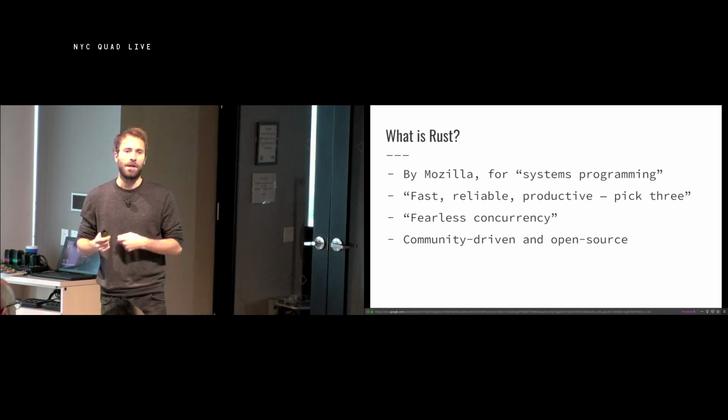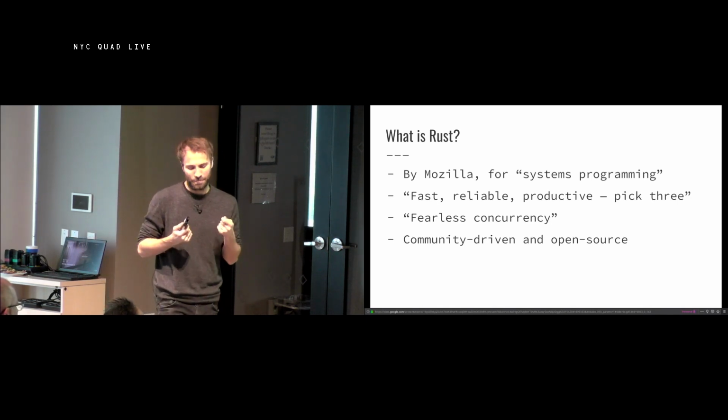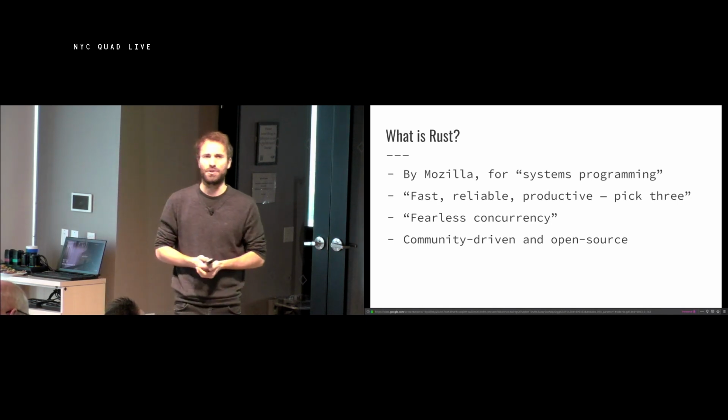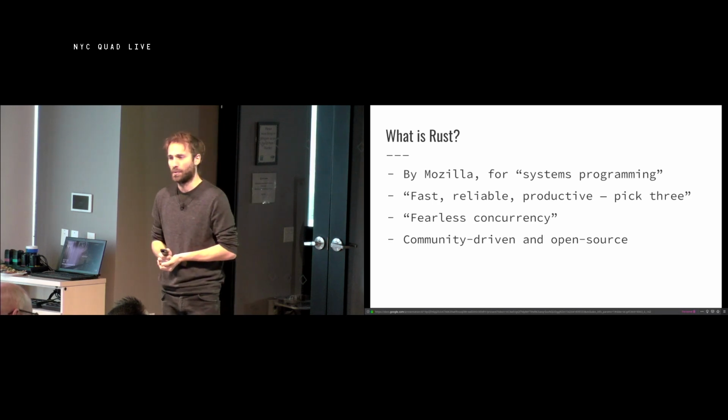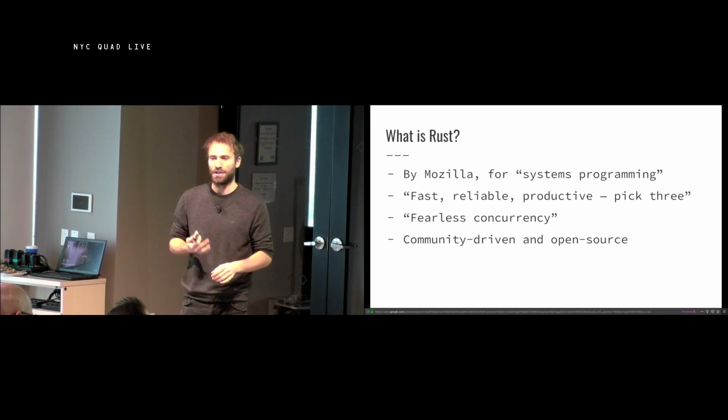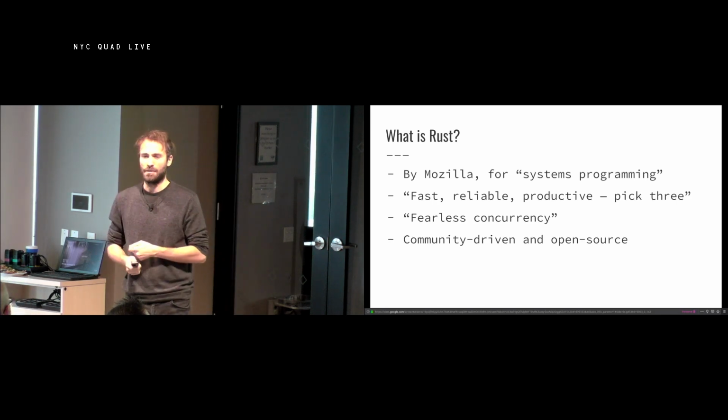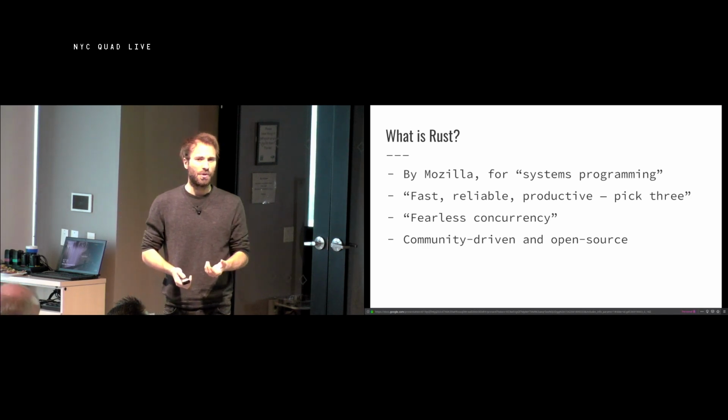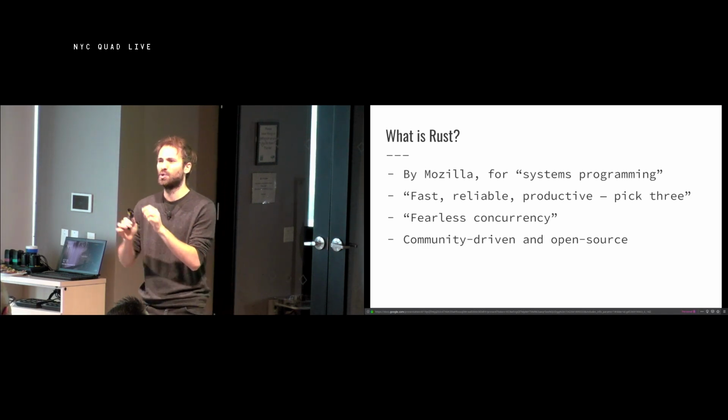But the Rust team likes to use a bunch of quotes to define what the language does. One of the ones they're relatively well known for is this: fast, reliable, productive, pick 3. And the idea is that in a lot of existing production languages, you're forced into this, I have to choose away something.